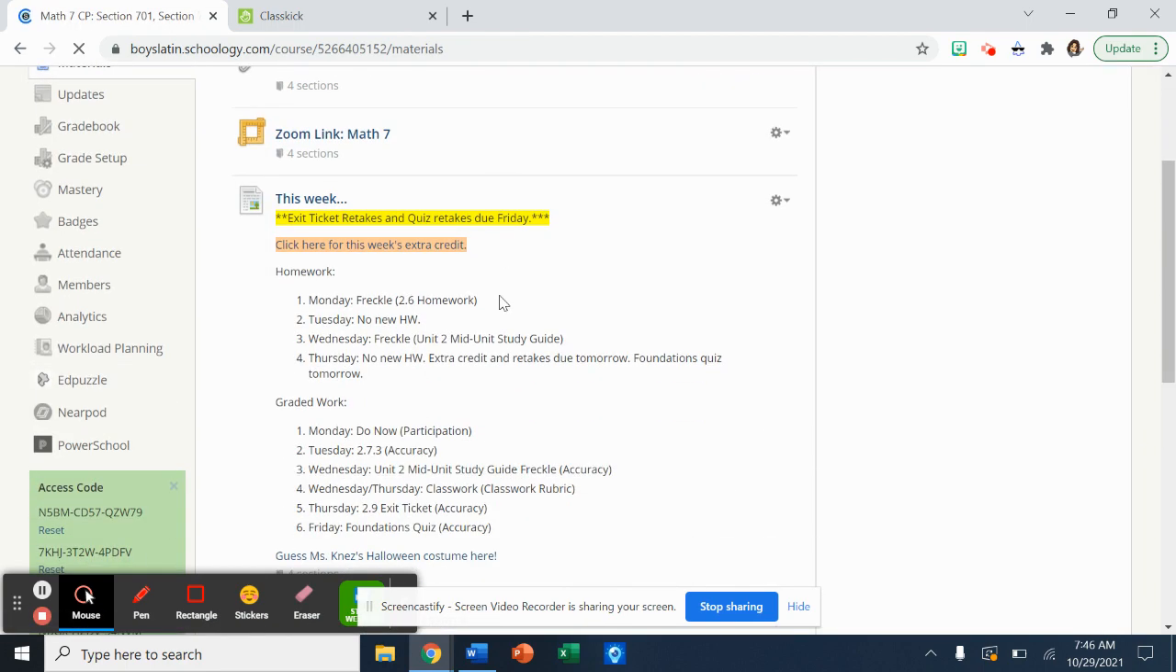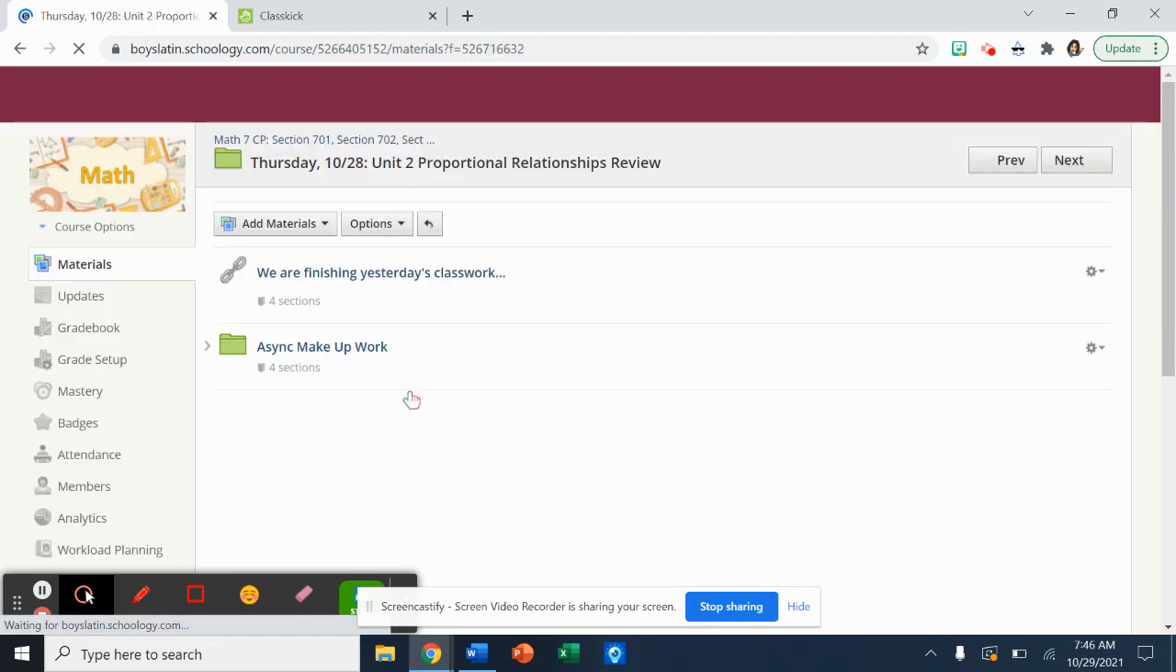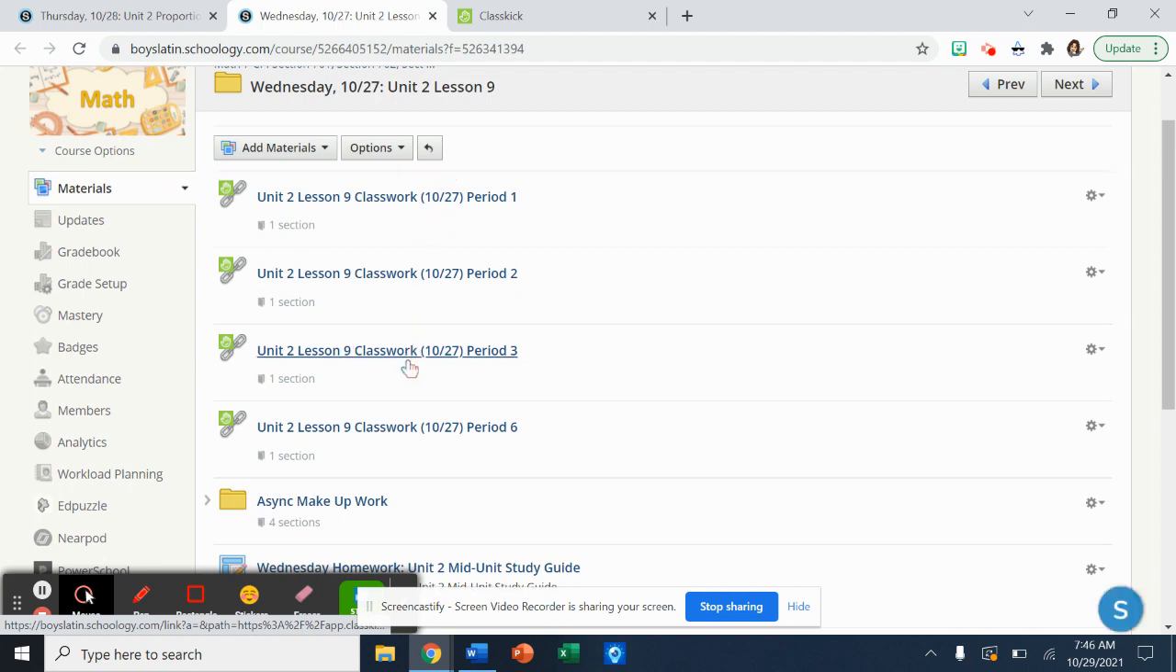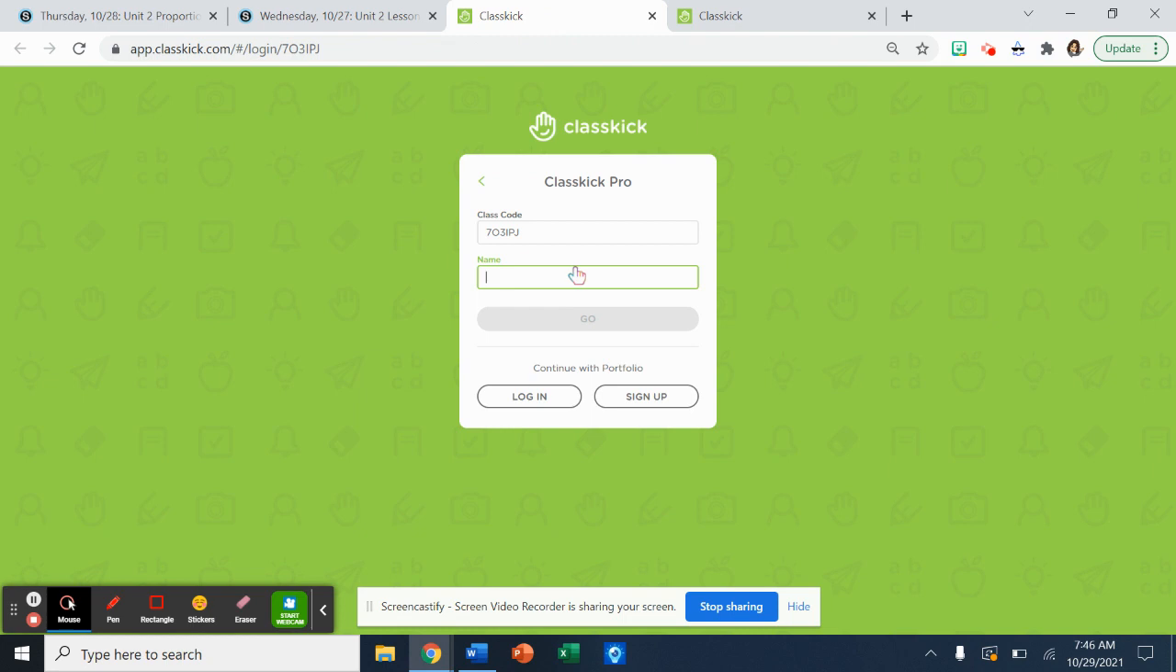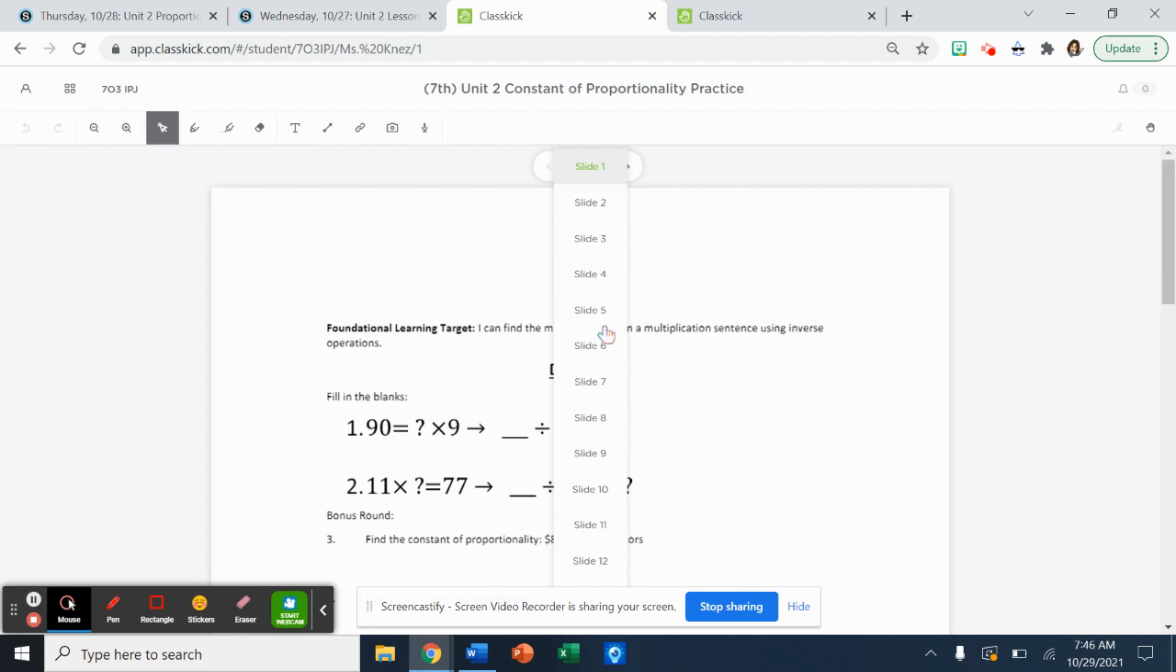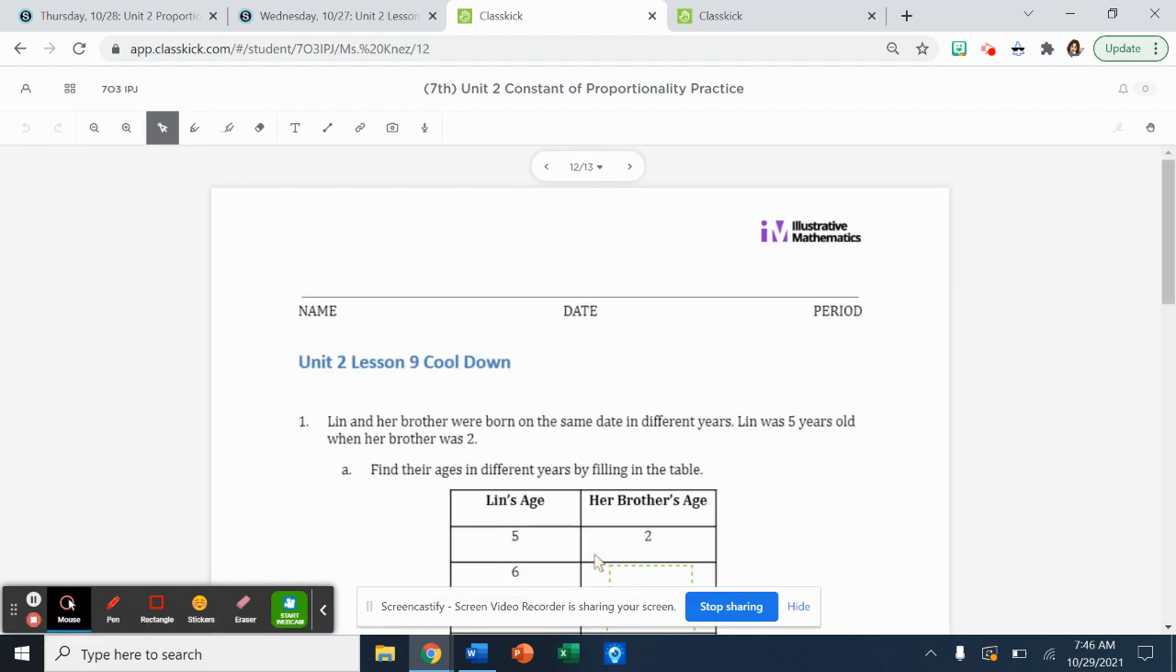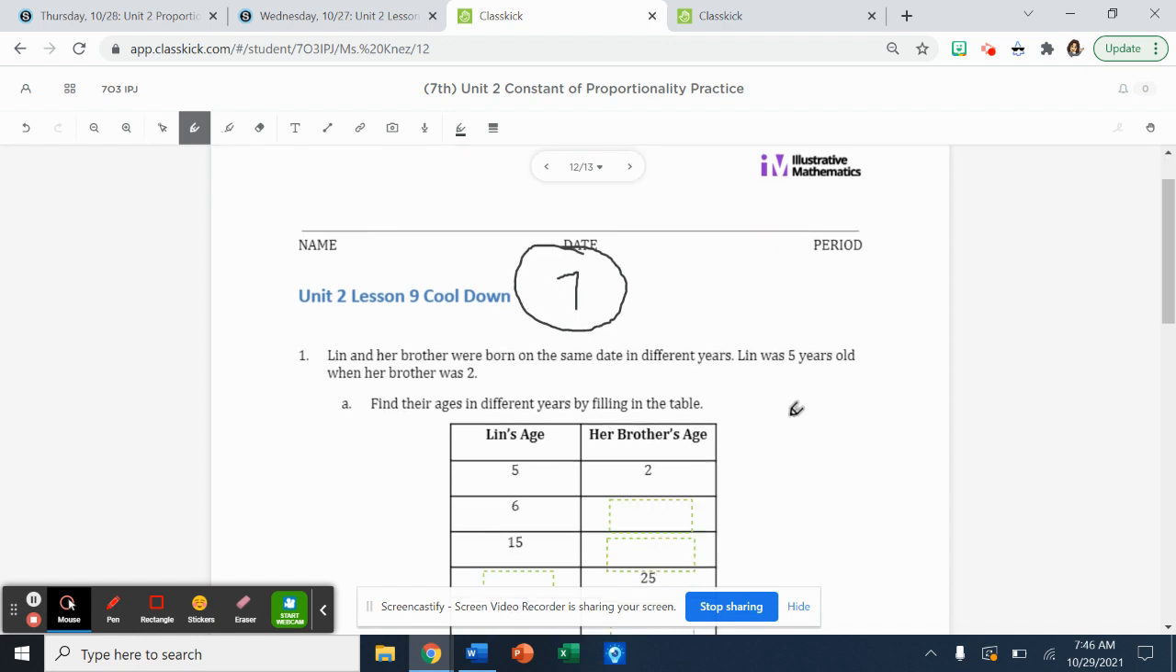The last thing I want you to do is go back into the Thursday folder and open up yesterday's classwork. It'll take you back to the Wednesday classwork, and you'll open up your classwork from yesterday. In yesterday's classwork, you'll see that I've graded your exit ticket. Your exit ticket was on slide 12. At the top of slide 12, you'll see a number here, 10, 7, or RT. It'll look like this. Remember that 10 means full credit, 7 is partial credit, and RT is retake.